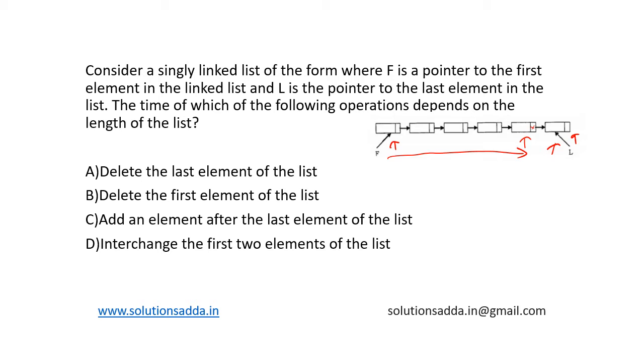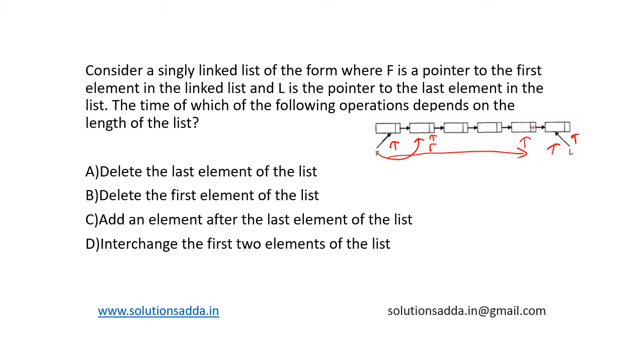So let's see all the other options. Option B, delete the first element of the list. To delete the first element of the list, all we need to do is move the pointer f towards the next node. So we just need to move the pointer towards the next node and this can be set pointing here. So this doesn't depend on the length of the list, it is just a constant operation.